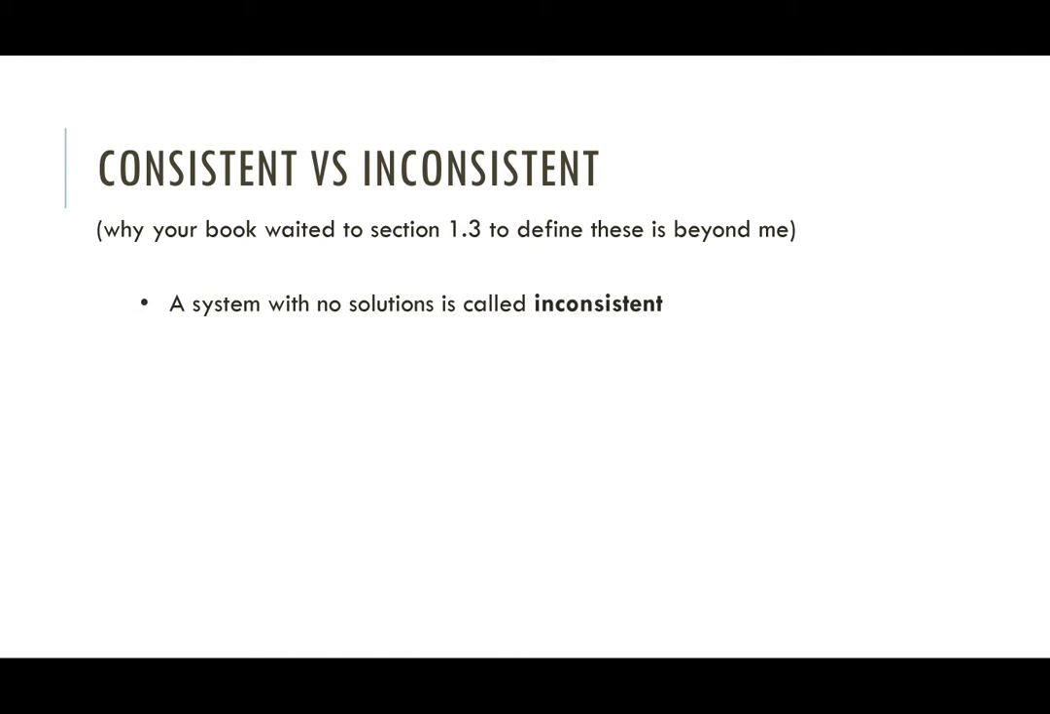First, a system with no solutions is called inconsistent. So that's just what it means. It can't be solved. And then on the other hand, a system with at least one solution is called consistent. So no solutions, inconsistent, at least one, consistent. And of course, we have to say at least one because, as we've seen, you could have like a bajillion solutions. So there we go.